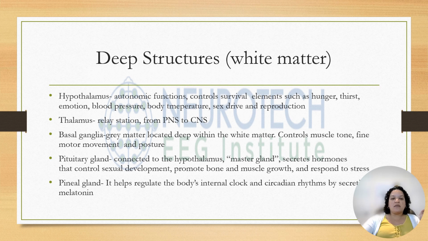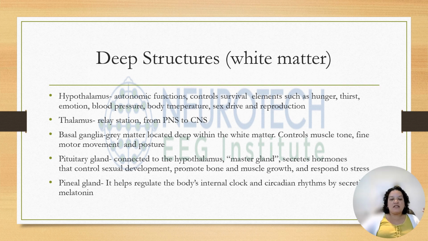And then we have the thalamus, and the thalamus is the relay station from the peripheral nervous system to the central nervous system and vice versa. So all the information goes to the thalamus and it gets sent to where it needs to go in the cortex. And then from the cortex goes back to the thalamus and onto whatever part of the body needs to move or whatever the function might be.